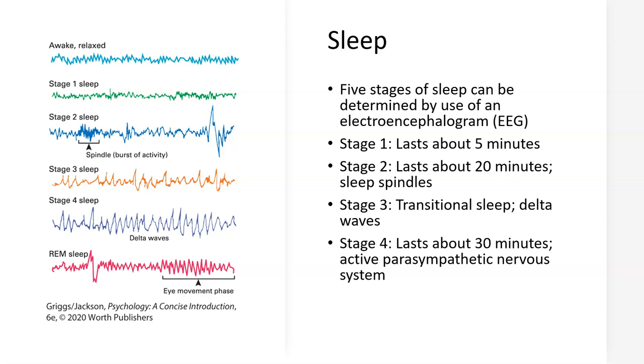Stage 4 sleep tends to last about 30 minutes at a time. During that time, the parasympathetic nervous system is highly active, characterized by lots of delta waves. Deep sleep is often described as that period of time where we really need that sleep. When people have sleep disorders, or even if they just drink too much alcohol, it can really interfere with that stage 4 sleep that is really important for restoration of the body.